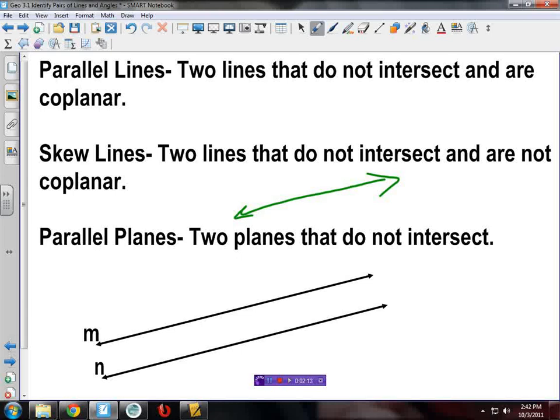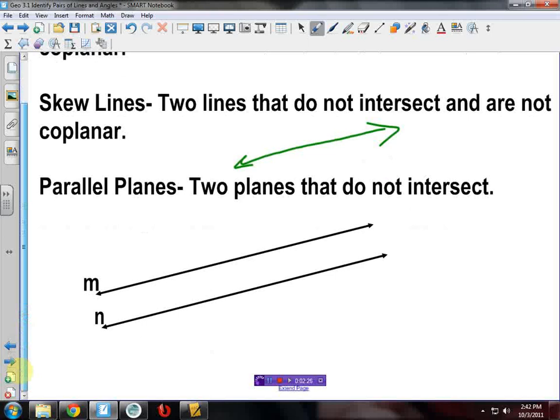Are they parallel? Definitely not parallel. They don't even look the same. So those are called skew. Different planes, still they don't touch. The last one I have down here is parallel planes. That's the same as parallel lines, the only thing is we're talking about planes. So we're talking about big, flat pieces of area that don't touch each other, even if you extended them forever.